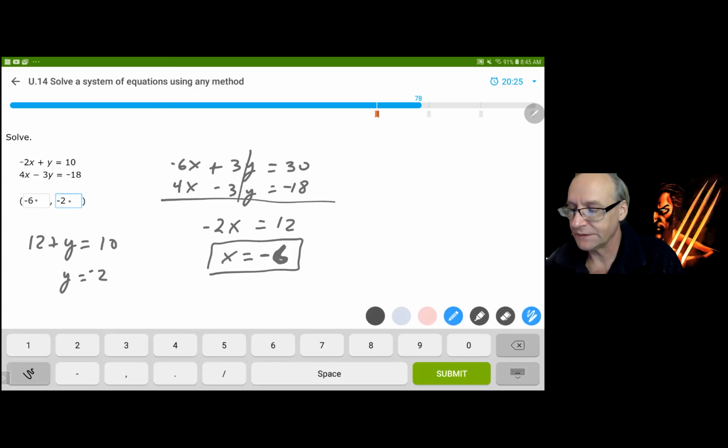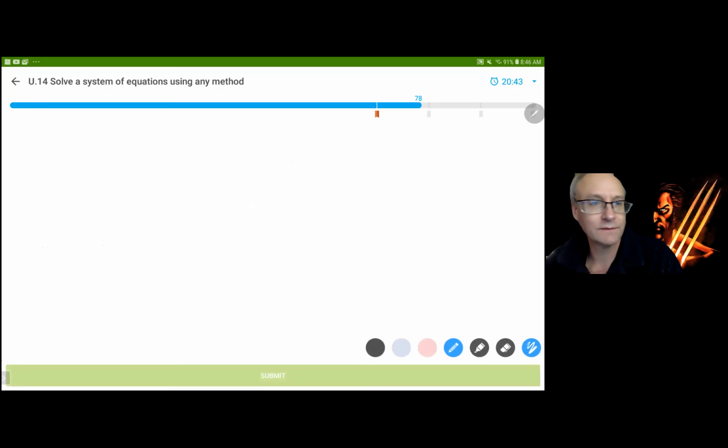And now I'm going to substitute both of those solutions, the x and the y, into the bottom equation. So negative 6 times 4 is negative 24. Negative 2 times negative 3 is positive 6. And when we add those, we actually do get negative 18. So it is correct.